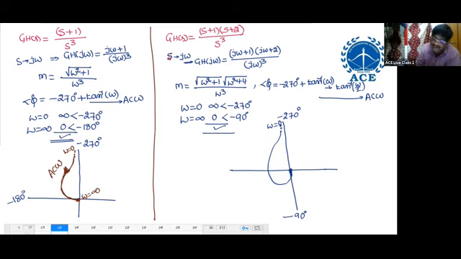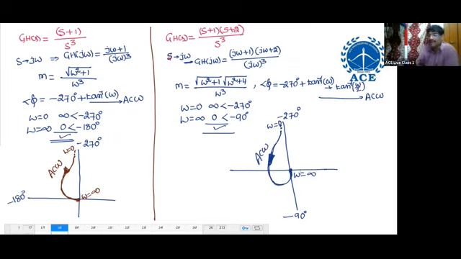You can find the intersection point with minus 180 here, but it is not required. You do it yourself. If you want to find the intersection point with minus 180, you will get it. Follow the same steps, anti-clockwise.